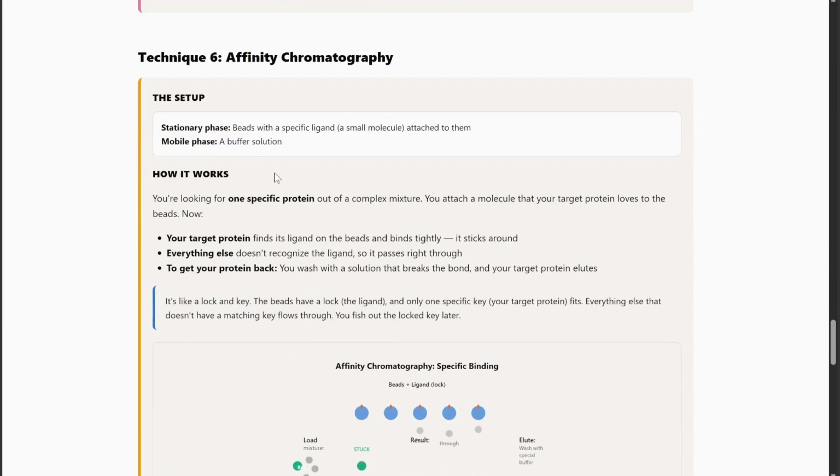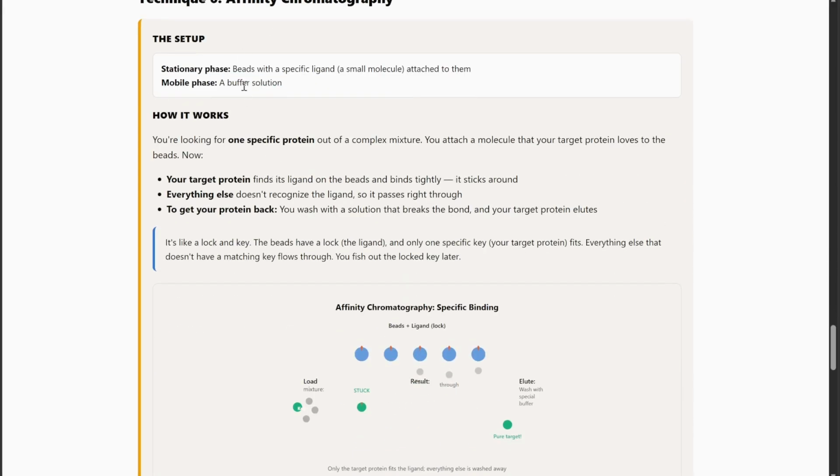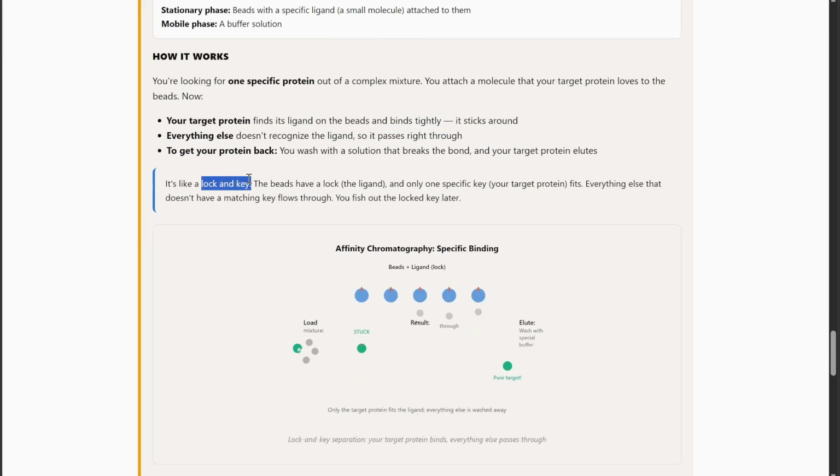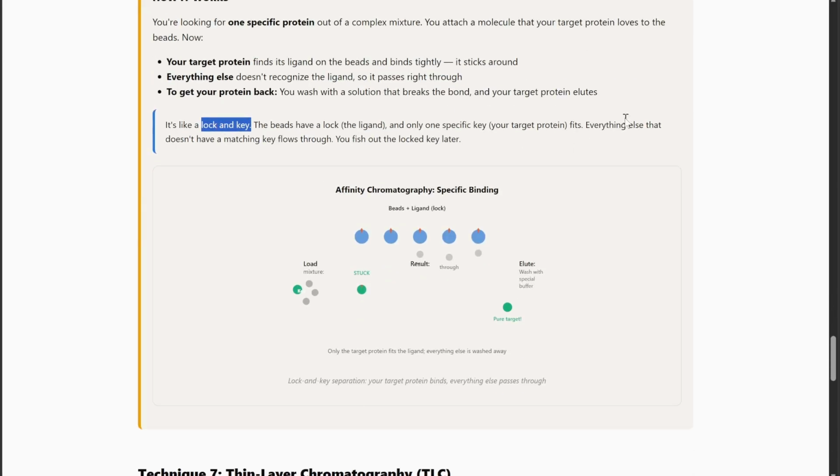And then affinity chromatography also has a mobile phase that's a buffer solution, and you're using beads. You're looking for one specific protein. Your target protein finds its ligand on the beads and binds tightly. So affinity is about binding, and everything else doesn't recognize the ligand, so it passes through. It's like a lock and key mechanism. Everything else that doesn't match will flow through the column fast.